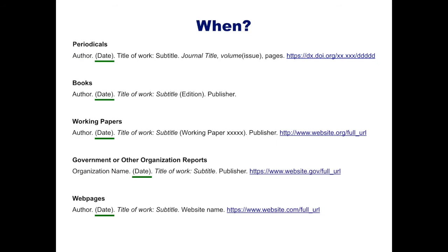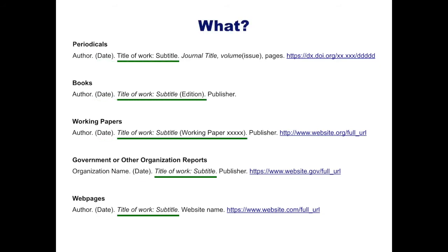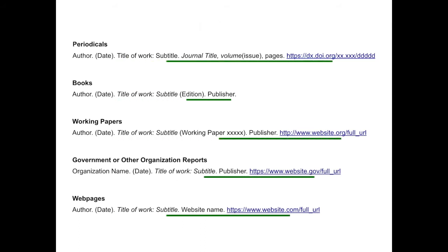When was the article or book written? Sometimes the date is going to be just the year. Other times it will be the year and the month. And other times it will be the year, month, and date. What is the title of the article? And where can I find this particular article?